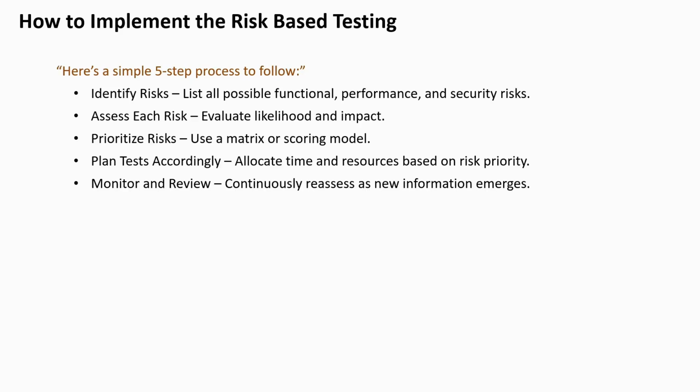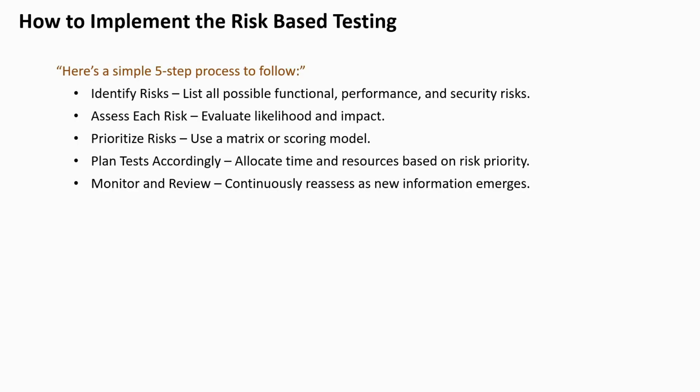Fifth one, high customer or business impact areas. The features critical to revenue or user satisfaction. Example, fund transfer in banking, checkout in e-commerce, booking confirmation in travel applications. Why is it risky? Failures directly affect the users and the business outcomes.